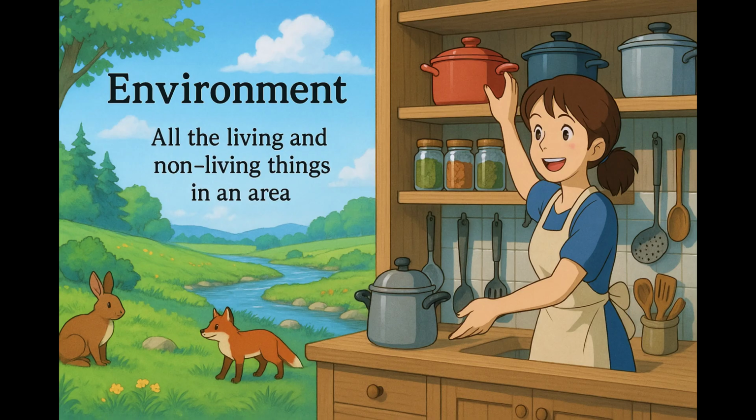This is similar to how an environment works, where all the living and non-living things in an area must coexist and interact in a balanced way. Just like how pots and utensils need to be organized to create an efficient kitchen space, plants, animals, water, and sunlight in an environment must be arranged and interact harmoniously to maintain a healthy ecosystem.